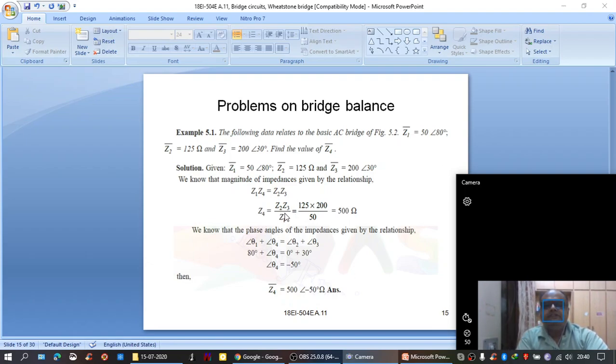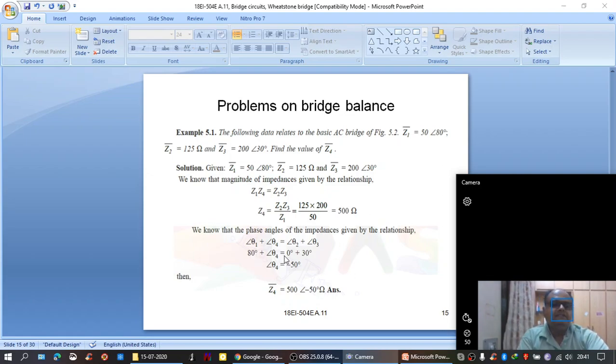So Z4 is equal to Z2 Z3 by Z1. This is the magnitude condition. What is Z2? 125 magnitude. Magnitude of Z3 is 200. Magnitude of Z1 is 50. So 125 into 200 by 50. So 50 fours are 200, 125 fours are 500. The magnitude of impedance Z4 is 500 ohms.